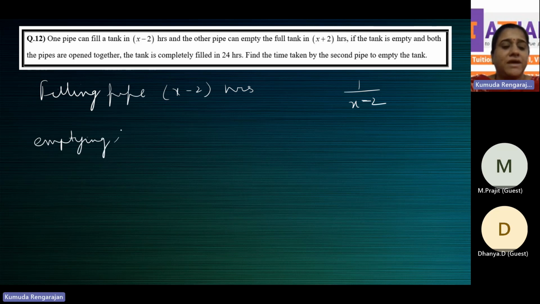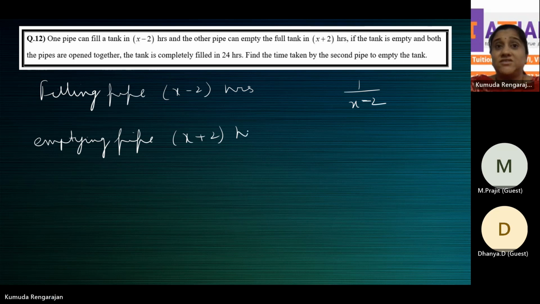The emptying pipe takes x plus 2 hours. It's taking a longer time to empty. This one is taking less hours to fill. So the emptying pipe takes x plus 2 hours to empty. That's a task. For the emptying pipe, what is the task? Empty the full tank. That is the task.